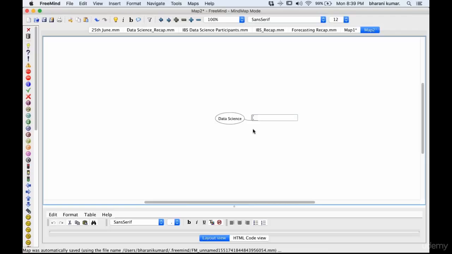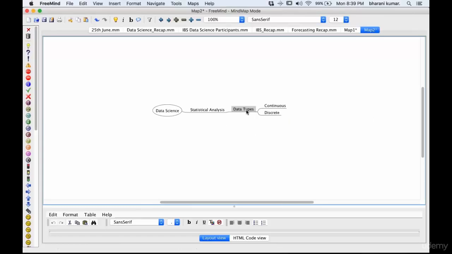We started off discussing statistical analysis. As part of this, we have discussed the various data types. We discussed continuous data and discrete data. We have also discussed four other data types, which are nominal, ordinal, interval, and ratio.